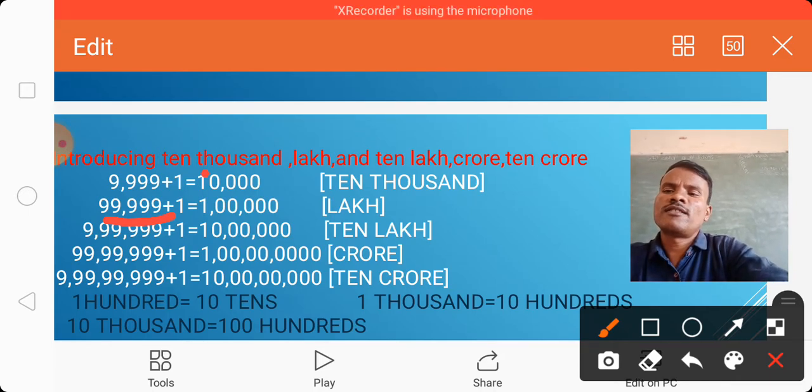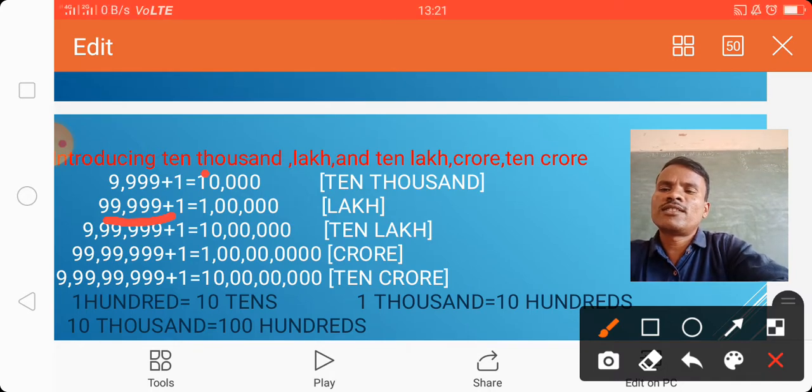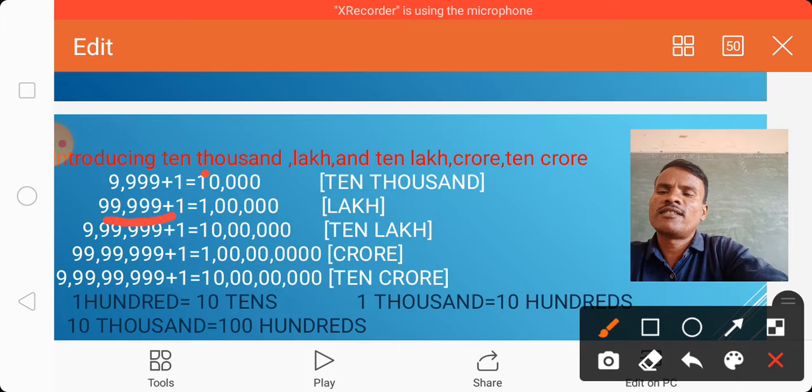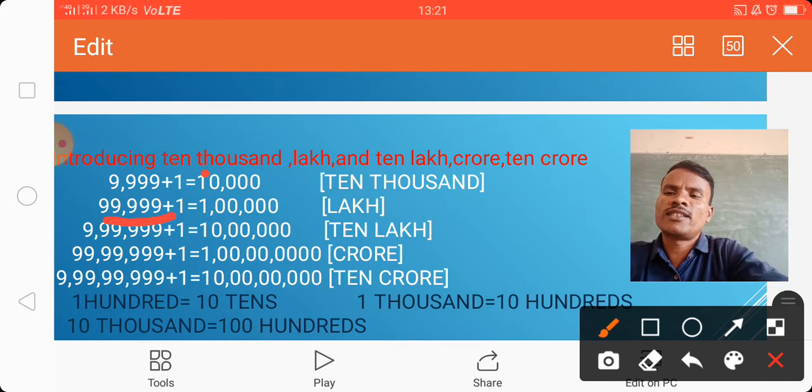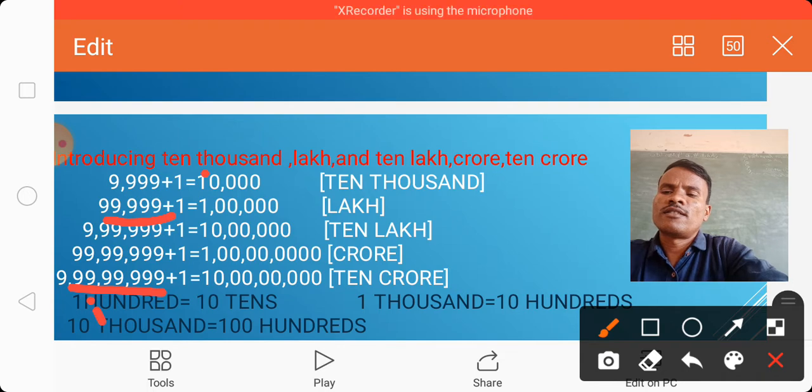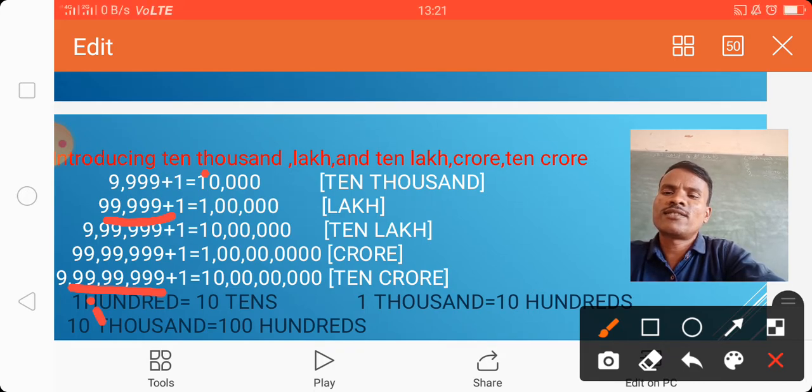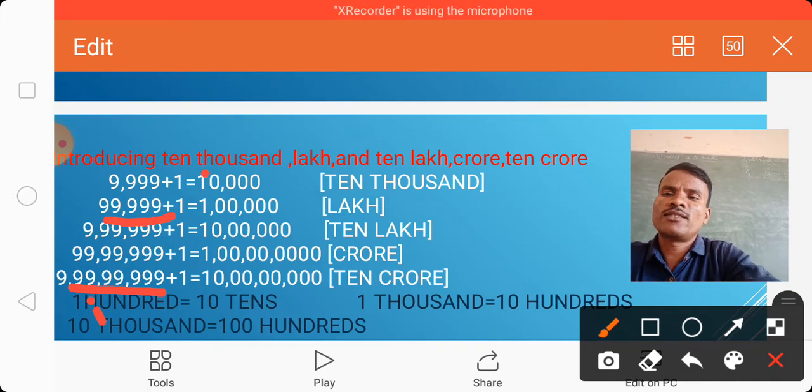Same way here, the 7 digit greatest number, that is 99,99,999, plus 1 gives 1 crore. Then come to the next, that is 9 crore 99 lakh 99,999. This is the 8 digits greatest number. If we add 1, that becomes the 9 digits smallest number. The 9 digits smallest number is 10 crore. Okay, so like this it happens.